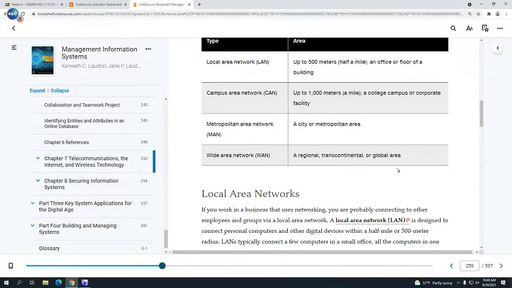We're a single entity. Now, did I mention that Boston has free Wi-Fi in the city? That would be a metropolitan area network, where they're offering that to everybody.